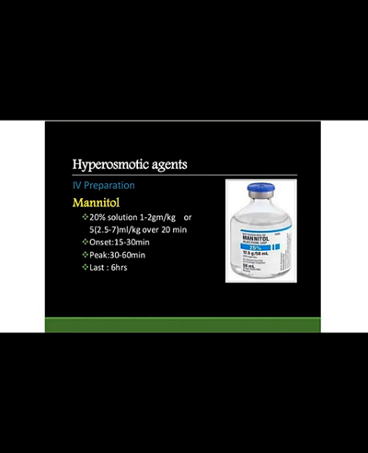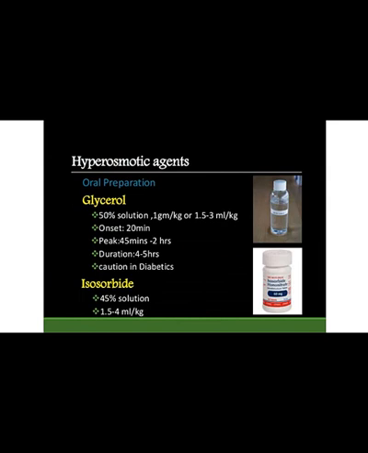Now mannitol 20% solution is given over 20 minutes. Onset is within 15 to 30 minutes. Peak occurs at 30 to 60 minutes. Action lasts for 6 hours. Oral preparations include glycerol and isosorbide. Glycerol is usually used as a 50% solution orally. Onset is in 20 minutes, peak in 45 minutes to 2 hours. Duration is 4 to 5 hours. Caution should be taken in diabetics.